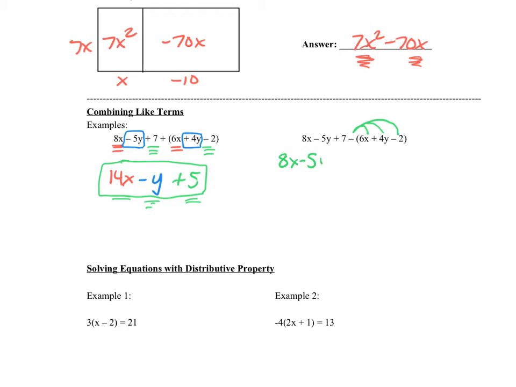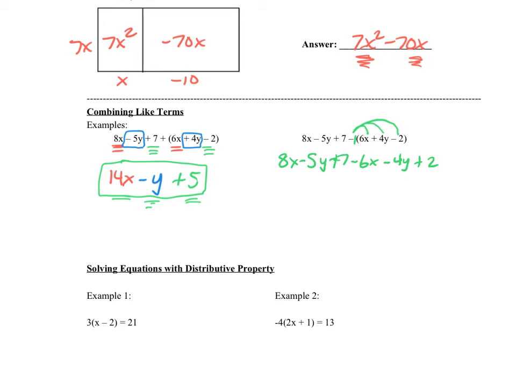So 8x minus 5y plus 7. And then I'm going to distribute that negative sign, which is really like distributing negative 1. So it'd be negative 1 times 6x, which would be negative 6x. It'd be negative 1 times 4y, which would be negative 4y. And negative 1 times negative 2, which would be positive 2. Remember, a negative times a negative is a positive.